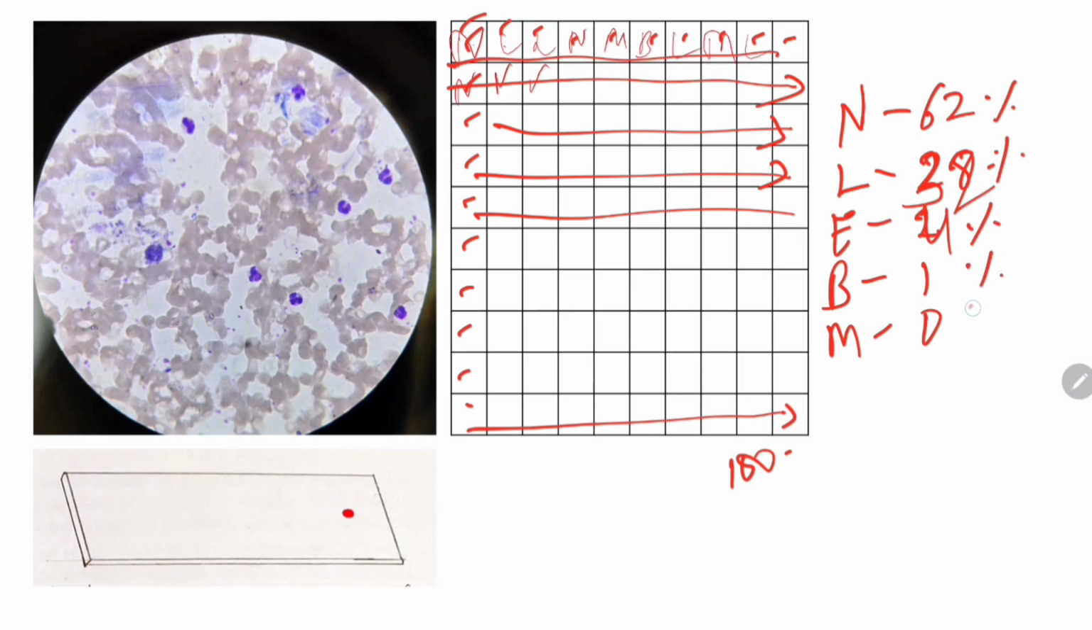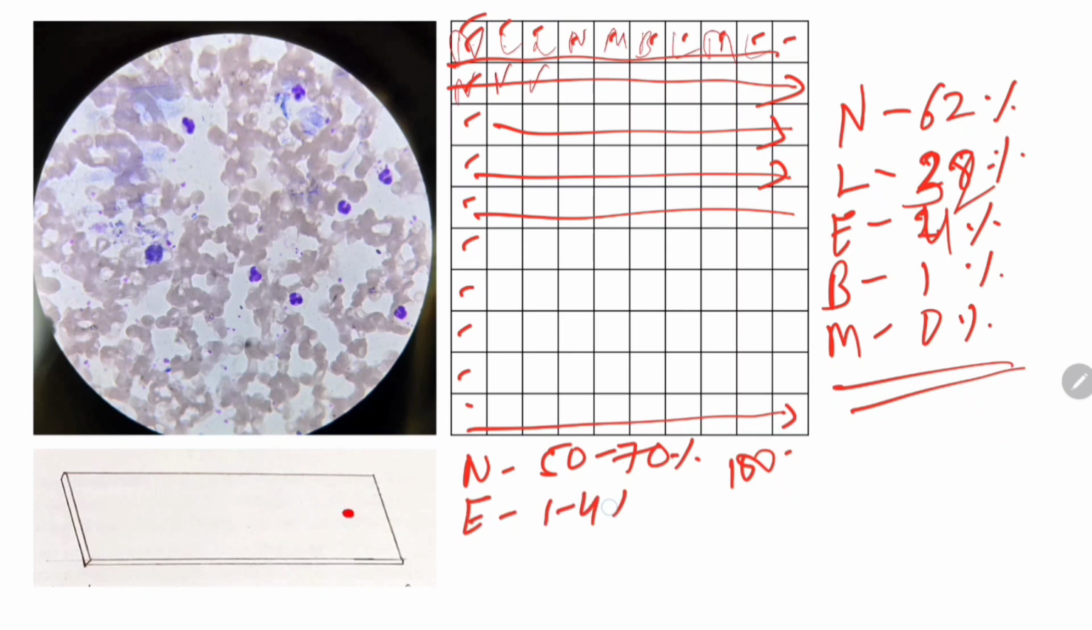So that is actually the percentage, and then we have to compare with the normal percentage. So now we should know what the normal percentage is. Neutrophil is actually 50 to 70%, eosinophil 1 to 4%, then basophil is actually less than 1%, so it's maximum 0 to 1%. Okay, then monocyte is 2 to 8%. So these are the normal levels of these white blood cells.